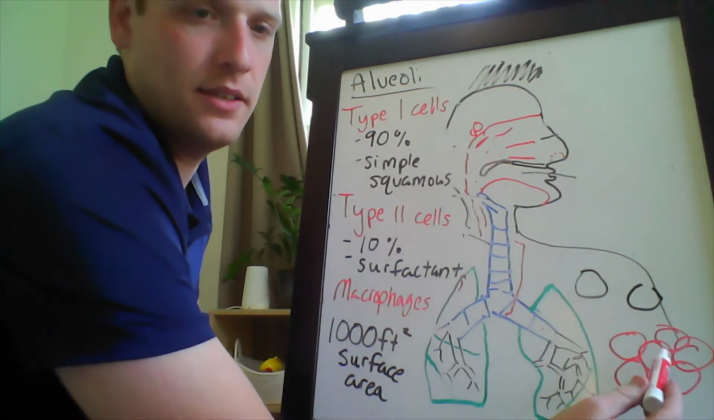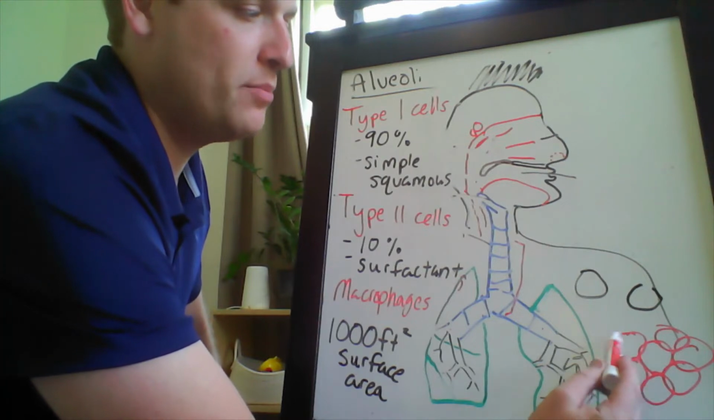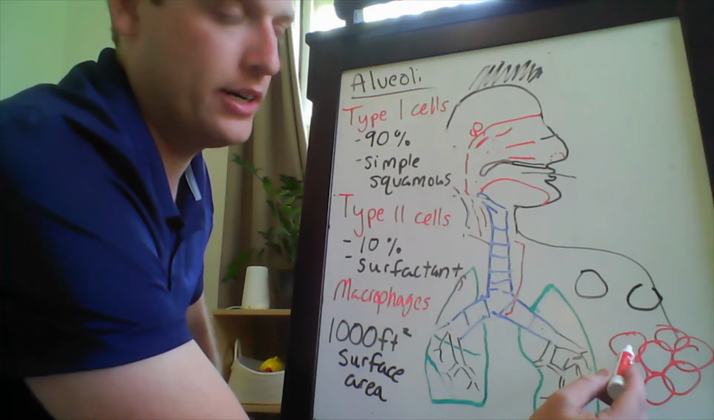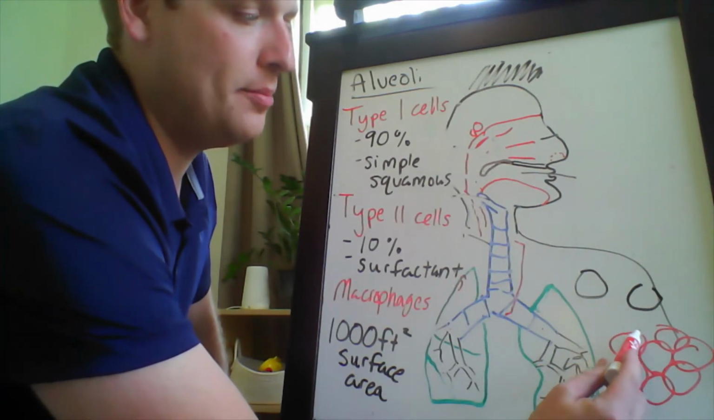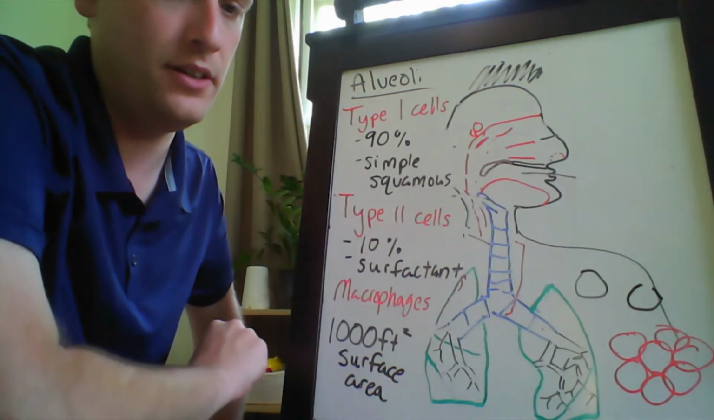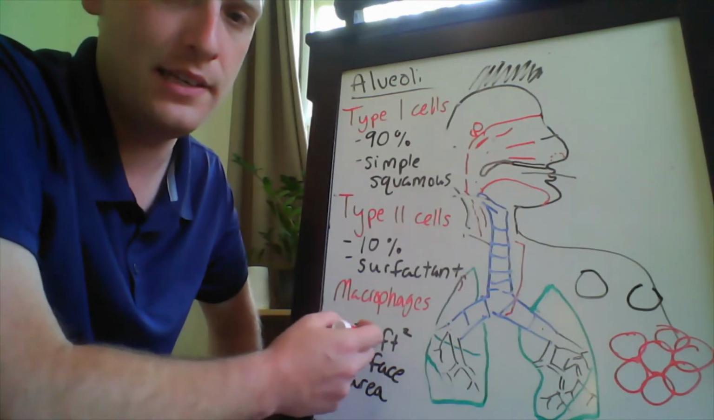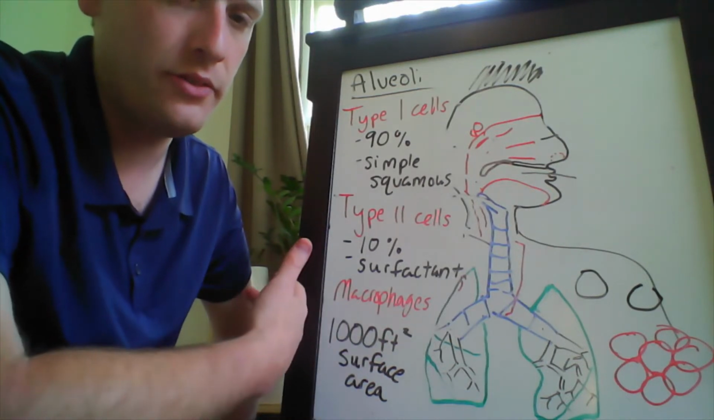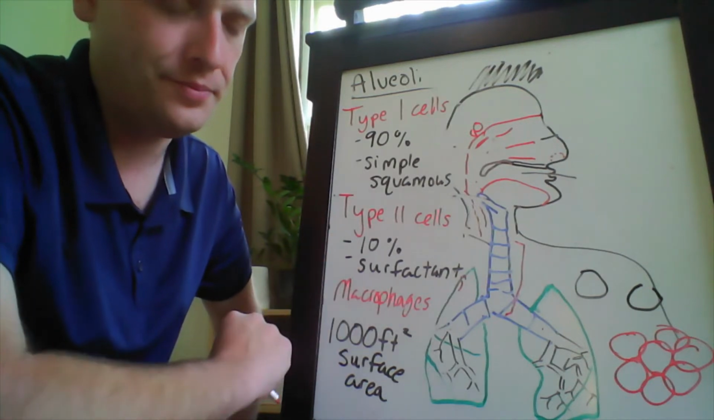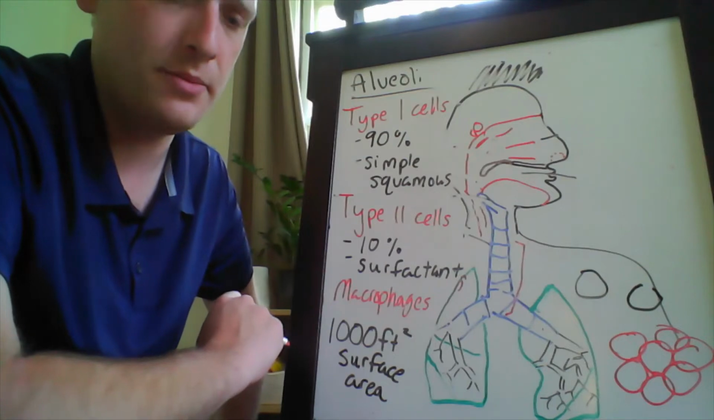Each of these represents an alveolus, and the membrane here is where gas exchange is occurring. If you add up the area of all of the membrane from all of the alveoli in your lungs, you get about 1,000 square feet, which is about the surface area of a small apartment. Actually, that sounds like a pretty big apartment to me.